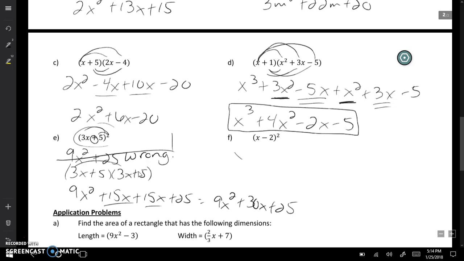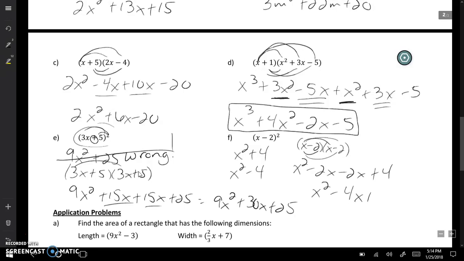Okay, if any of you wrote x squared plus 4 or x squared minus 4, I'm shaking my head at you. I just told you you can't distribute it. What that means is it's x minus 2 times x minus 2. So then if you distribute those, you get x squared minus 2x minus 2x, and then plus 4. So you get x squared minus 4x plus 4.